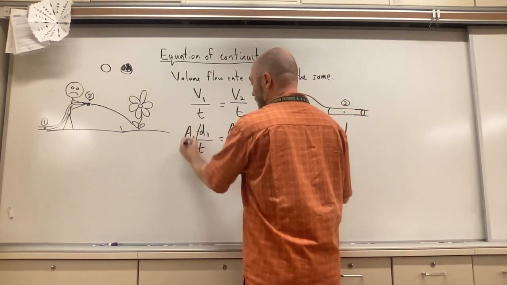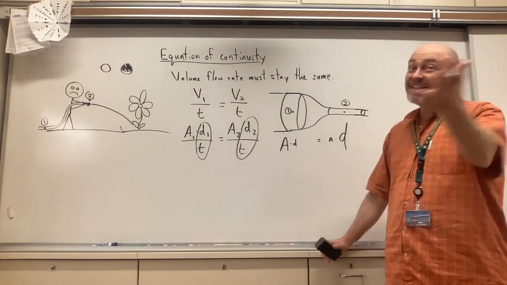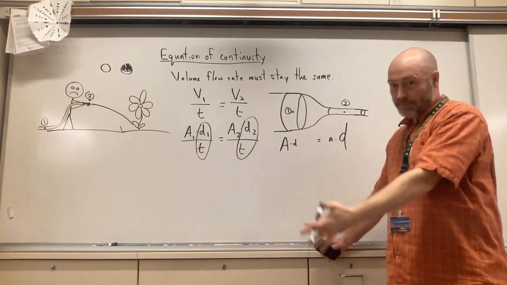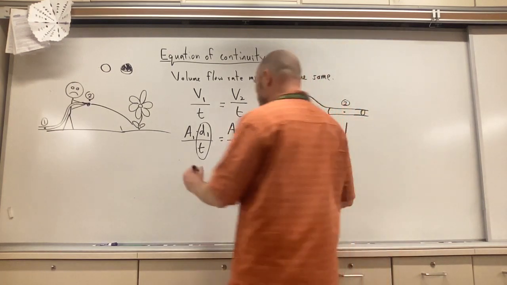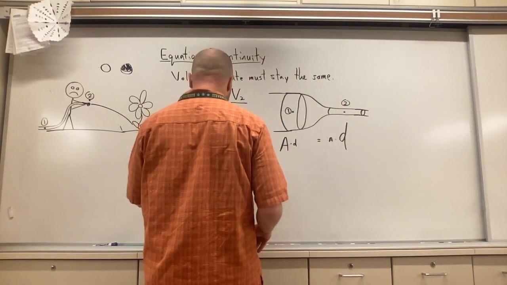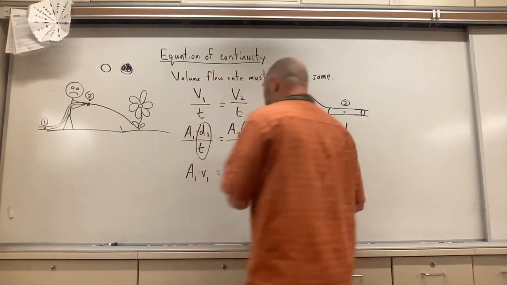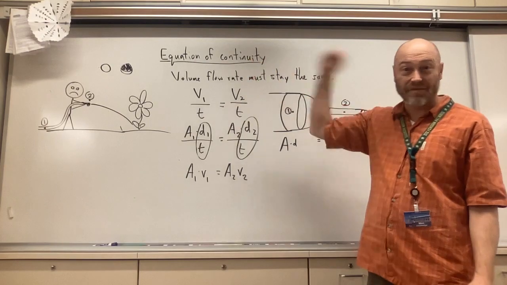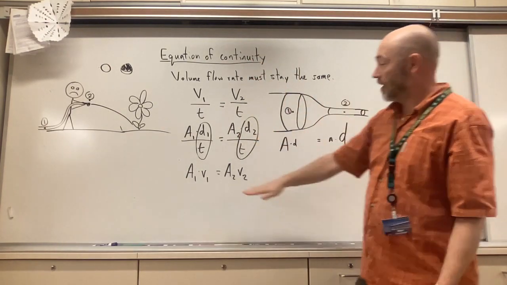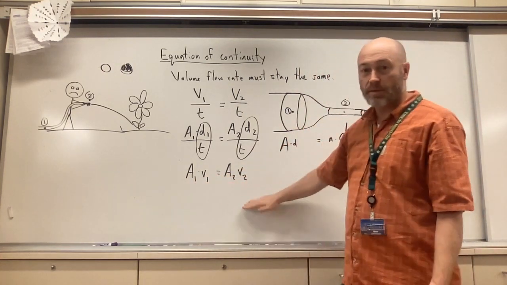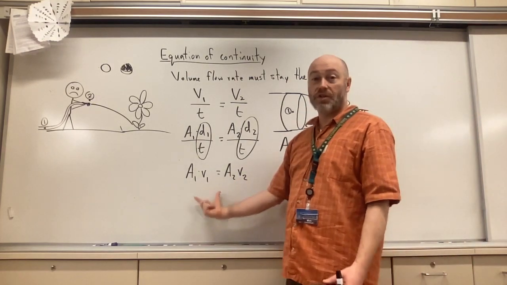Well, if you look right there and right there, I have D over T. D over T is little v, not big V. Big V is volume. Little v is going to be your speed. So then you're going to end up with A1 times V1 equals A2 times V2. And that is called the equation of continuity. Why is it called that? Because whatever volume comes in has to be the same as the volume coming out.